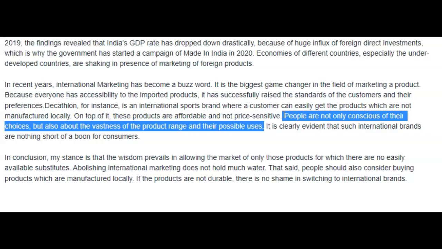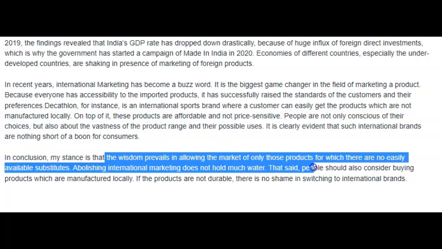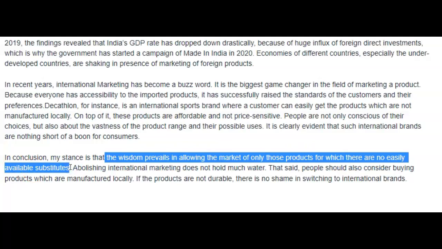All right. So, in conclusion, my stance is that the wisdom prevails in allowing the marketing of only those products for which there are no easily available substitutes. This whole thing for me is very awkward. Yeah, this whole sentence: the wisdom prevails in allowing the marketing only of those products for which there are no easily available substitutes. Abolishing international marketing does not hold much water. This is not the expression you want here. That said, people should also consider buying products which are manufactured locally. If the products are not durable, there's no shame in switching to international brands.